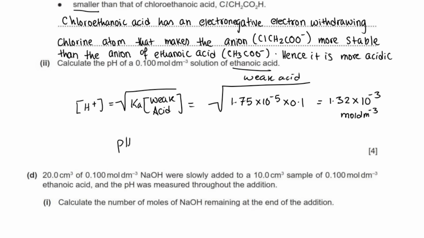And pH will be minus log H plus, where you can just substitute this value into the H plus portion of the equation, where we will get the pH of the solution to be 2.88.